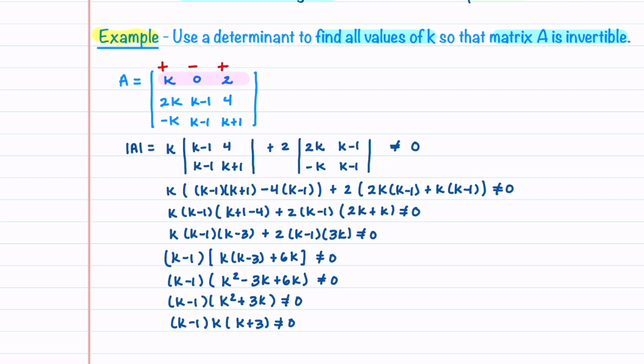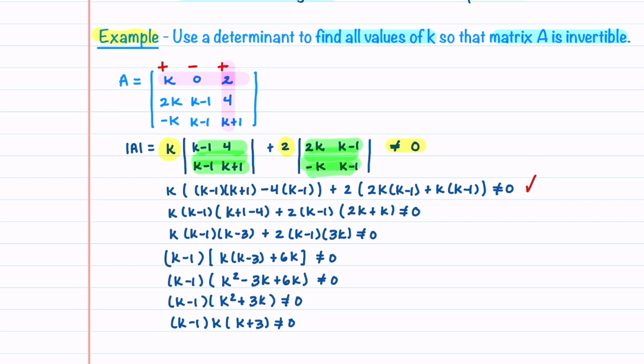The determinant of A is equal to k times the determinant that we get when we cross out the row and column common to k. That's this determinant. Plus 2 times the determinant that we get crossing out the column and row common to 2. And that's this determinant. Since we want to choose k so that A is invertible, we have to make sure that our determinant is not equal to 0. Computing these 2 by 2 determinants, we end up with this algebraic expression.